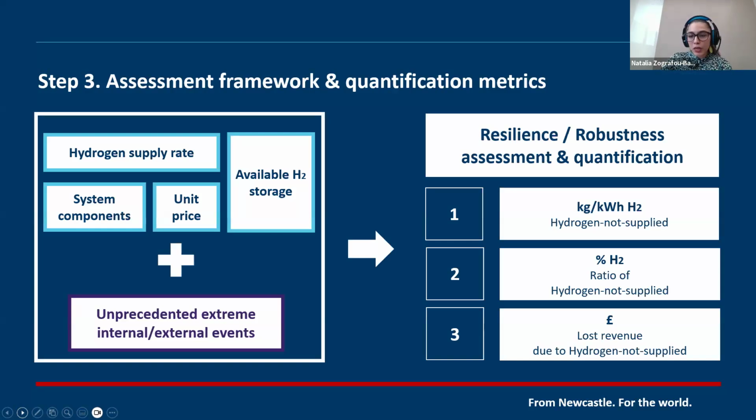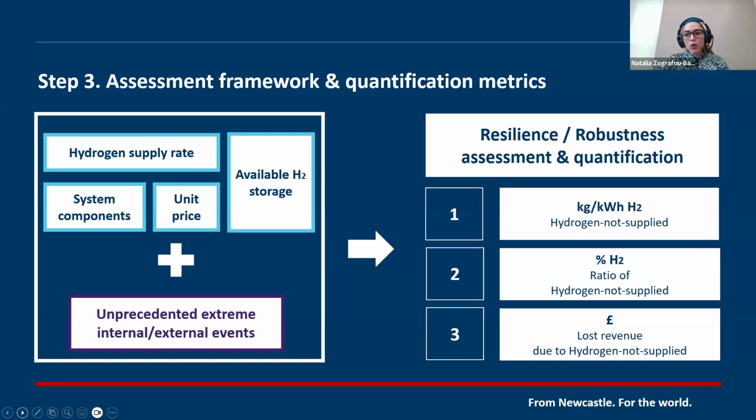Given that an extreme internal or external event has occurred, we have proposed 3 metrics to assess and quantify resilience and robustness. Looking at the right, the first one is what we call hydrogen not supplied. And this metric describes the quantity of hydrogen that was not supplied because of the extreme event that occurred to the system. So that would be the kilos of hydrogen or the kilowatt hours of hydrogen that were not supplied.